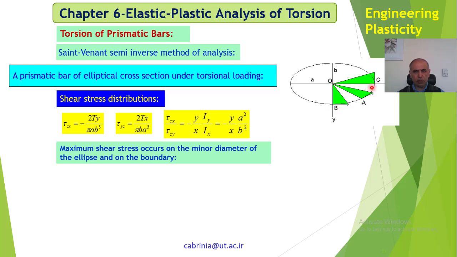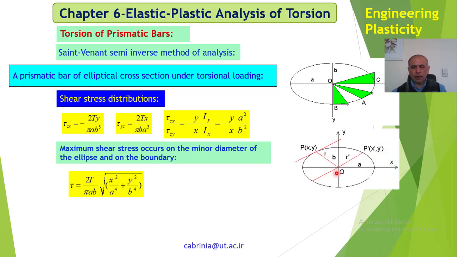It's not like a circle in this respect, because in the circular section, as the radius increases, you have more shear stresses, so that at the maximum radius you have the maximum shear stress. But here it's not like that. You see here OC is bigger than OB, but we get the maximum shear stress at OB, because that's B, that's A. If you substitute here, we get the maximum. Therefore maximum shear stress occurs at the minor diameter of the ellipse and on the boundary.